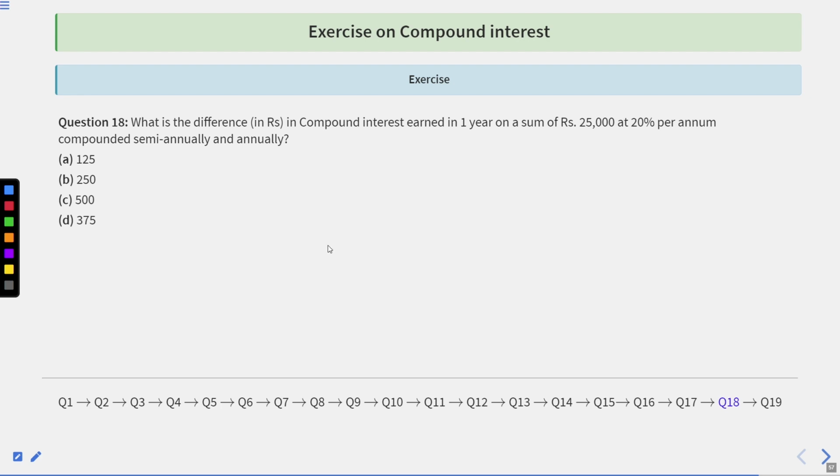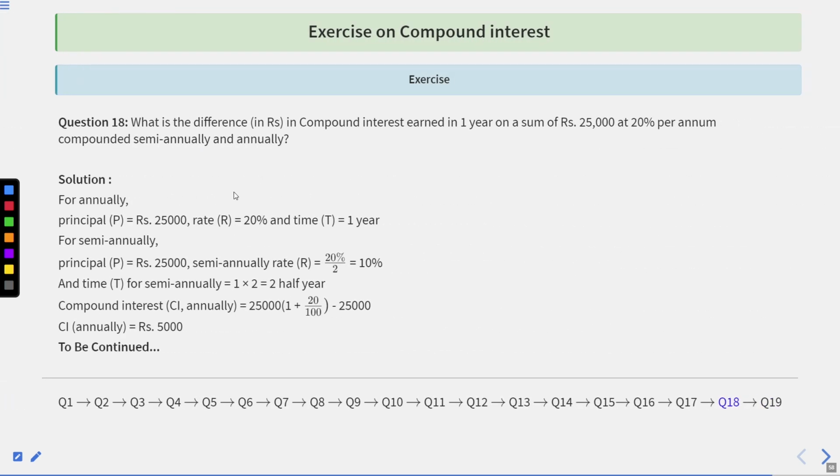Question number 18. What is the difference in rupees in compound interest earned in 1 year on a sum of rupees 25,000 at 20% per annum, compounded semi-annually and annually? For annually, principal P is equal to 25,000, rate is 20%, and time is 1 year. For semi-annually, principal will be 25,000, the semi-annual rate will be R upon 2, that is 10%, and the time T will be 1 into 2, that is 2 periods.